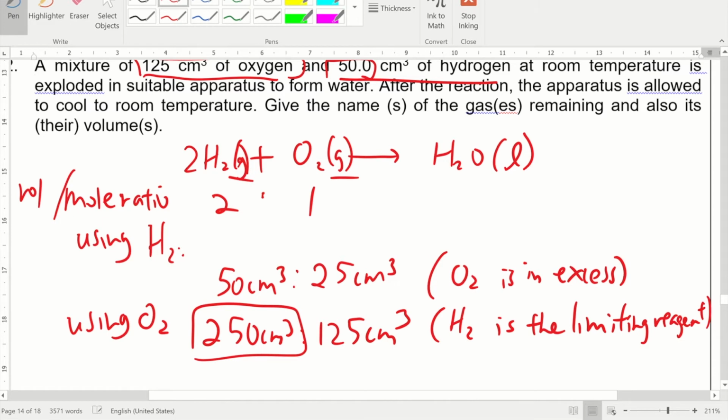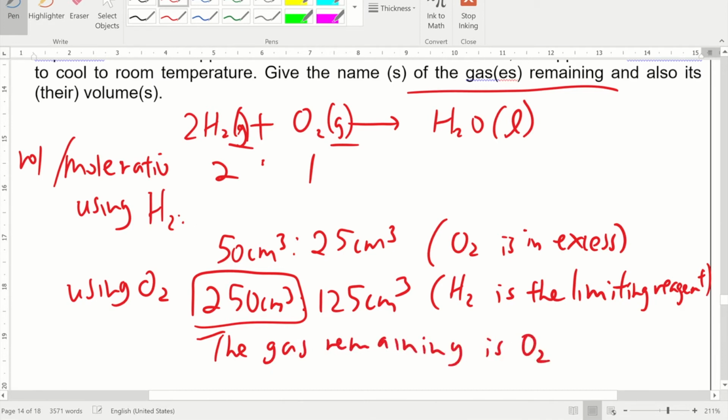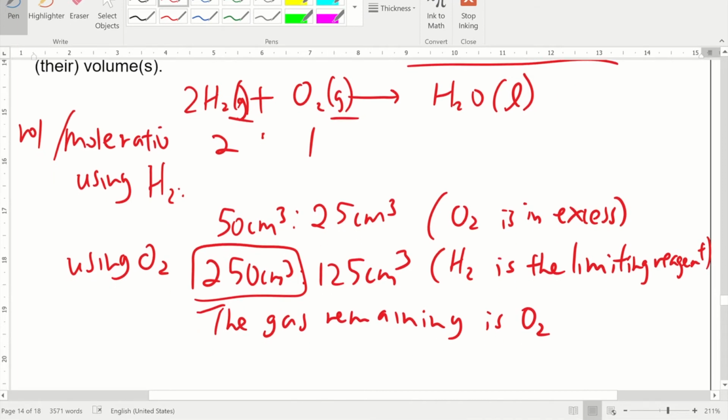Okay, so I will need to write this down. The question is asking, what is the gas remaining? I know that oxygen is in excess, so oxygen is the gas remaining. Hydrogen is the limiting reagent. So if I have 50 cm cube of hydrogen, 25 cm cube of oxygen will react.